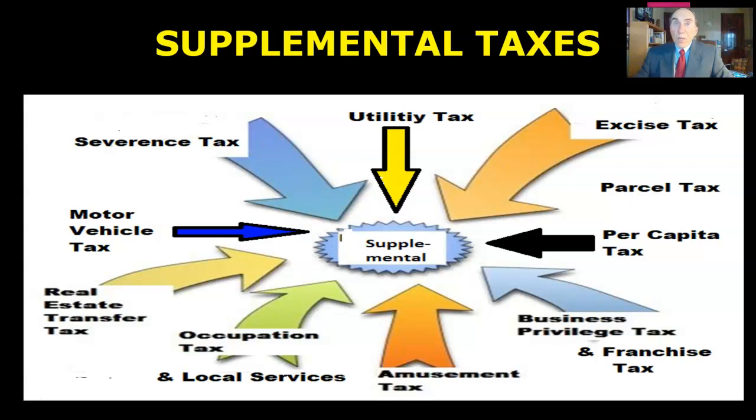When state law permits, districts may authorize the following supplementary local taxes: amusement, business privilege, excise, franchise, local services, occupational license, parcel, per capita, real estate transfer, severance, utility, and motor vehicle tangible personal property.